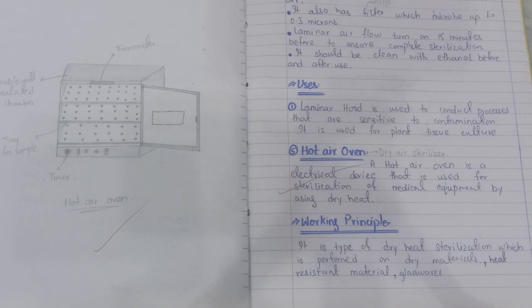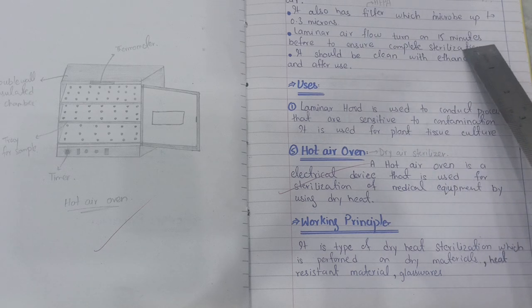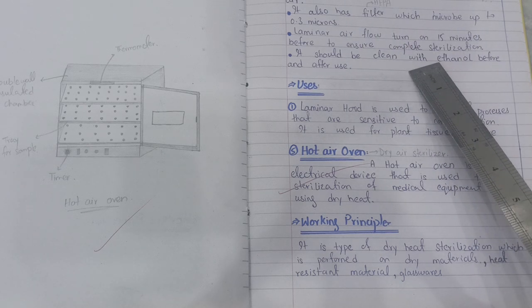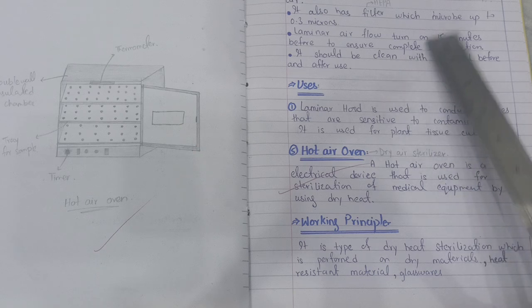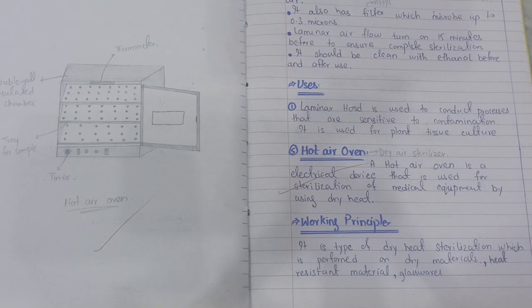In this laminar airflow cabinet, a lot of filters are present, whose size is given here, and it is for the sterilized environment, and it should be clean. Its components are HEPA filters, an airflow fan, a blower, and a lot of other things. Its use is to conduct any experiment that is very sensitive to microorganisms.